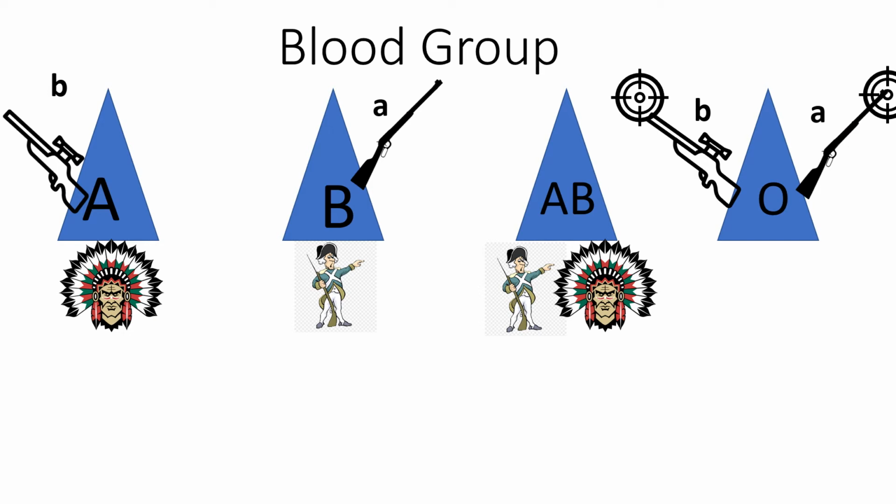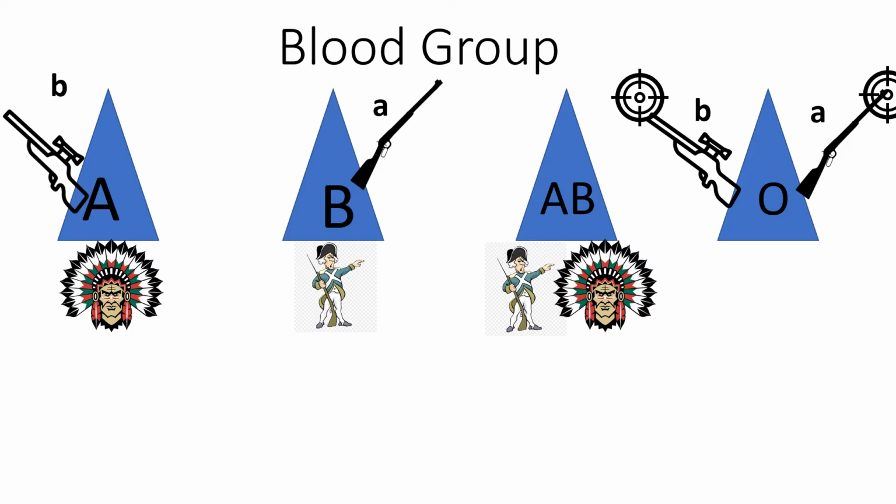Today we will be learning how blood group donating works. Here you can see there are four tents. The first one is represented by A, which represents the Amazonians, and the Amazonians represent the A antigen residing on the plasma membrane of RBC, or red blood cells. And the B represents the British, and the British represent the B antigen residing on the plasma membrane of RBC, or the red blood cells.